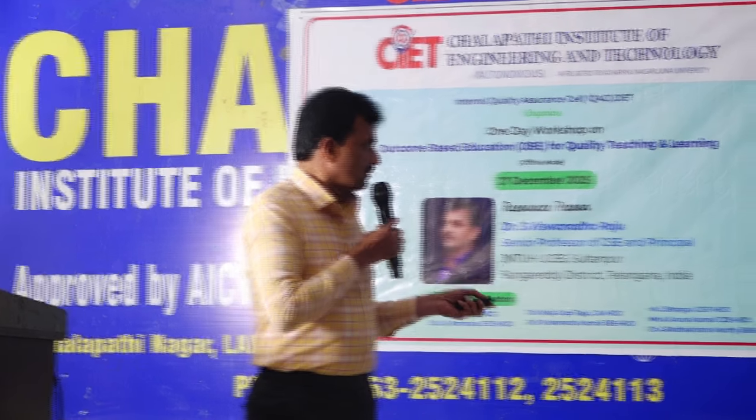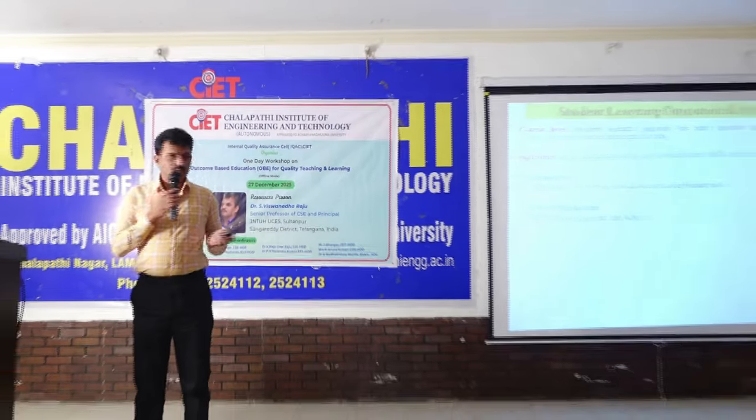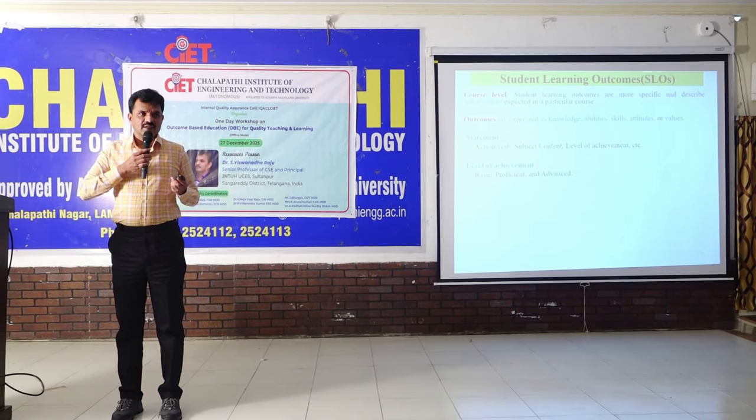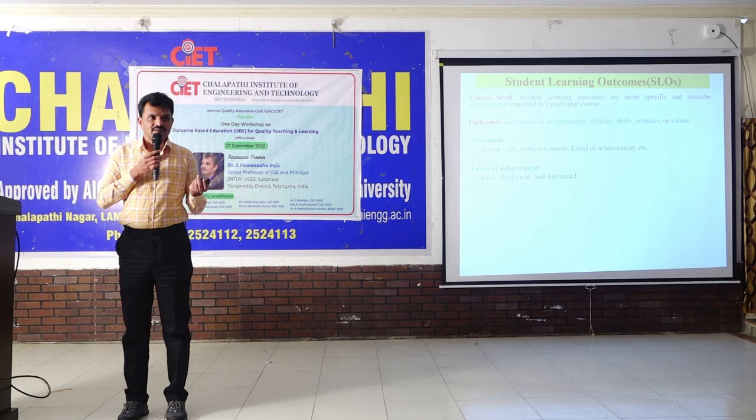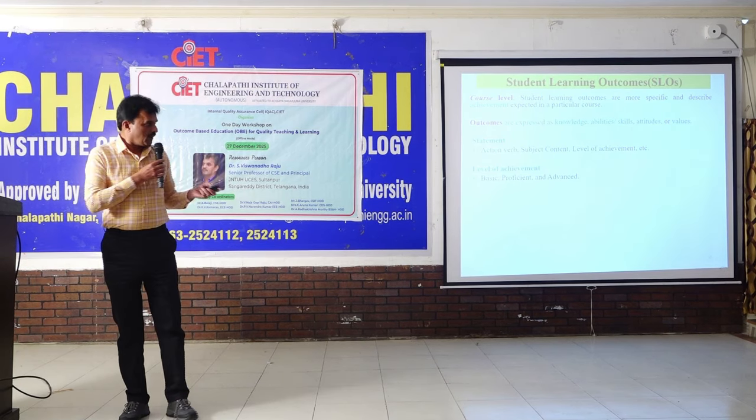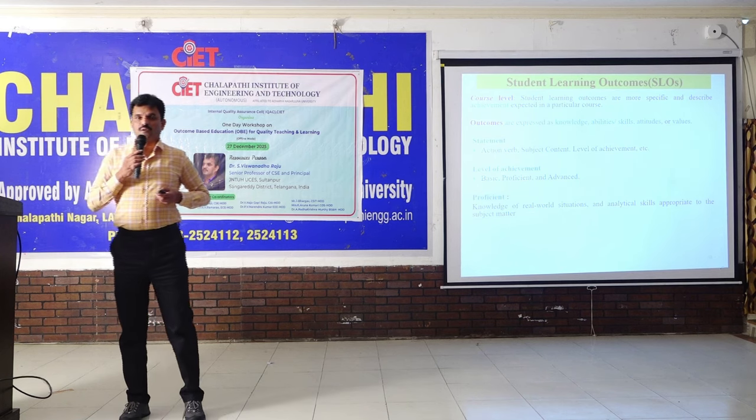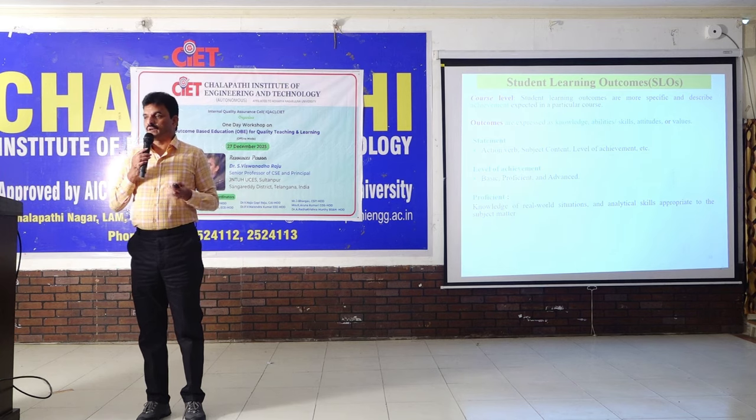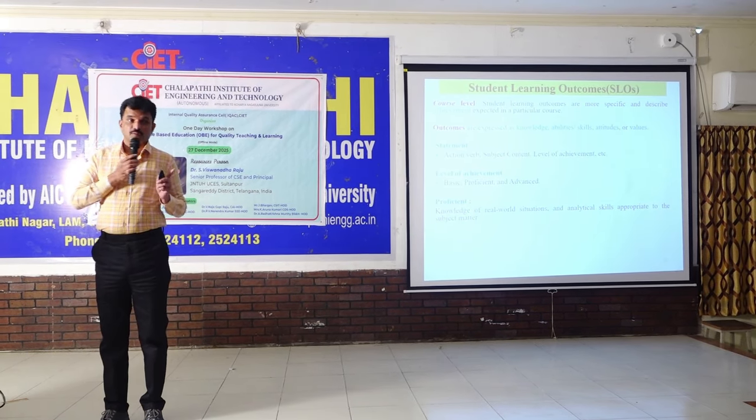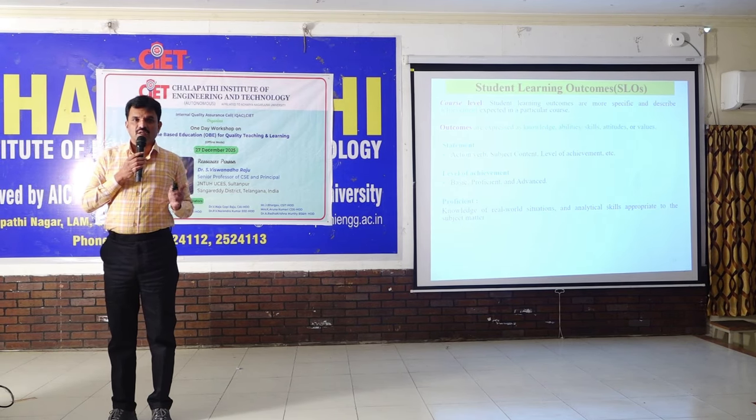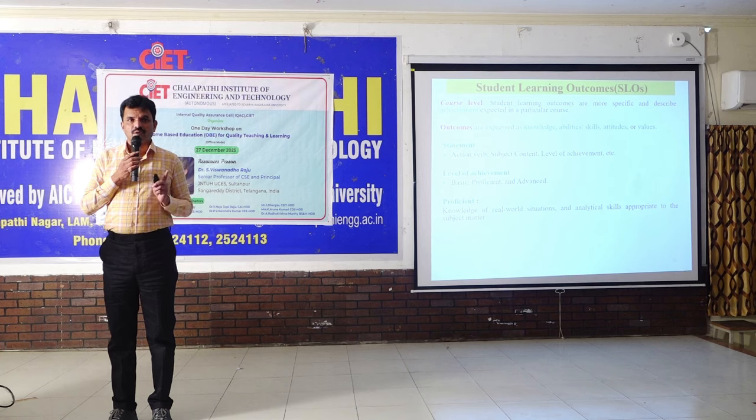So level of achievement means one is basic, next is proficient, advanced, or you can use your own nomenclatures. 3 categories or 4 or 5 or 6 categories, that is your wish. Next, what is proficient? Knowledge of real world situations and analytical skills appropriate to subject matter. So whether the outcome is relevant to the combination of analytical and critical analysis is the most important.